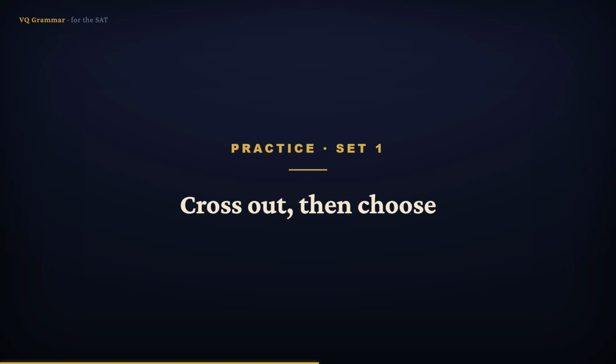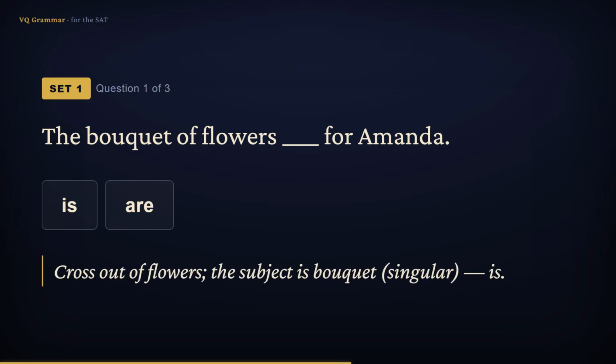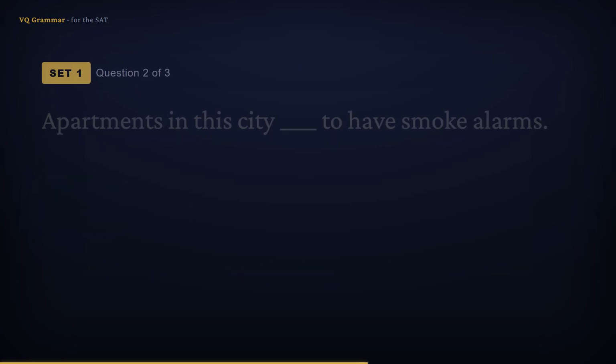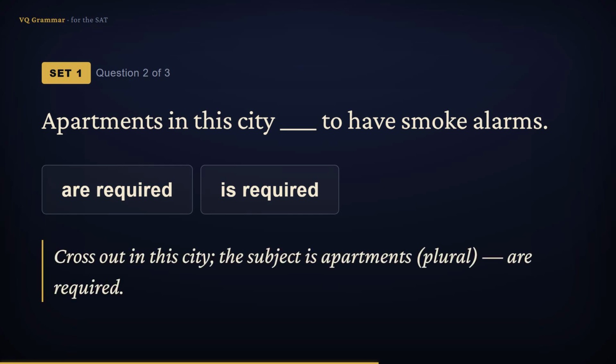Let's practice. Bracket the prepositional phrase, find the true subject, and pick the verb that agrees. Pause and try each. The bouquet of flowers blank for Amanda. Cross out of flowers. The subject is bouquet, singular, so is. Apartments in this city blank to have smoke alarms. Cross out in this city. The subject is apartments, plural, so are required.